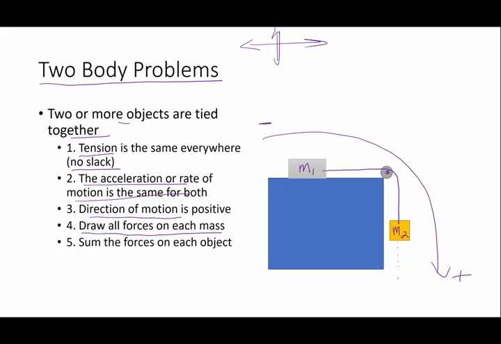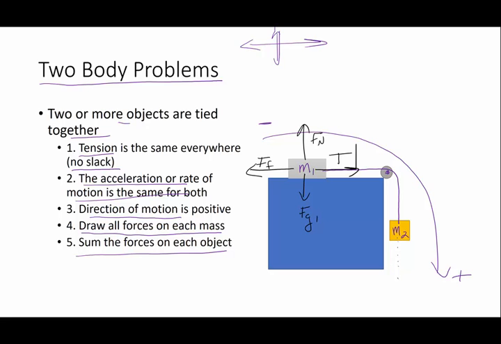When you're doing a two-body problem, you have to draw all the forces on each mass and then sum the forces on each object. So let's go ahead and draw the forces. On mass 1, I'm going to have the force of gravity on object 1. I'm going to have the normal force, which is the normal force of object 1, but this one's not sitting on a table, so that's my only normal force. Tension is pulling it to the right, and the friction force is going to the left. So those are my 4 forces on block 1.